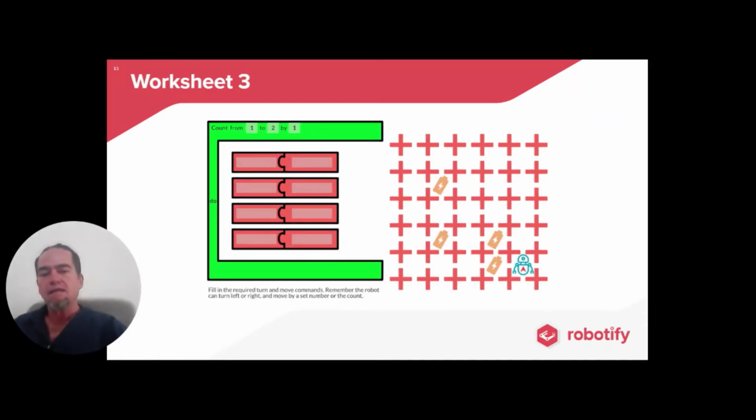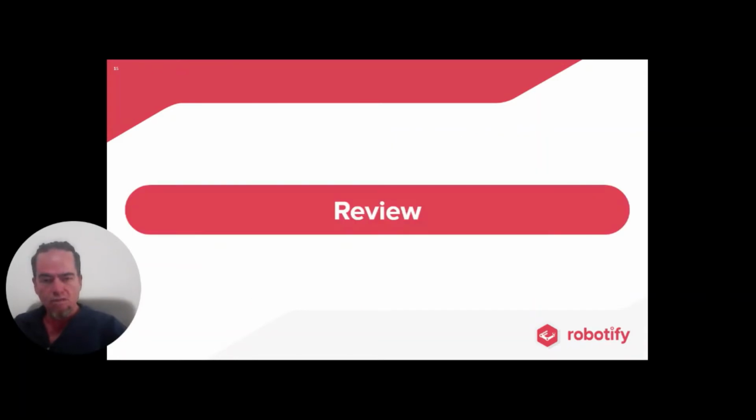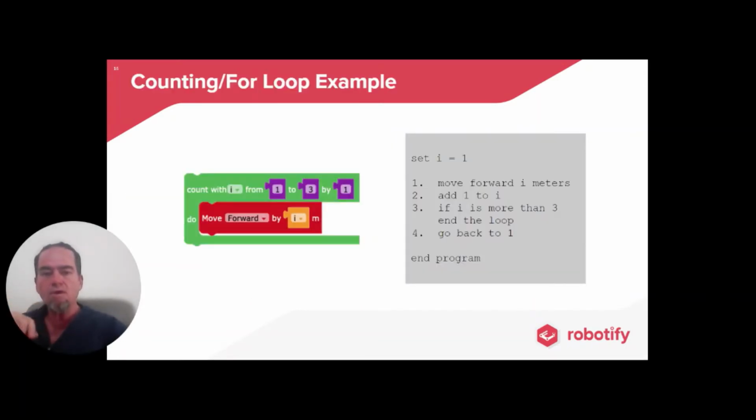Okay, so here we've got a different problem to solve. Fill in the required turn and move commands. Remember, the robot can turn left or right and move a set number of counts. So he's going to turn left, move 1 step, turn right, move 1 step. The second time, he's going to be moving 2 steps. So let's see how that looks. Turn left, move 1 step, turn right, move 1 step, turn left, move 2 steps. Turn right, move 2 steps. Okay, let's take a quick review.